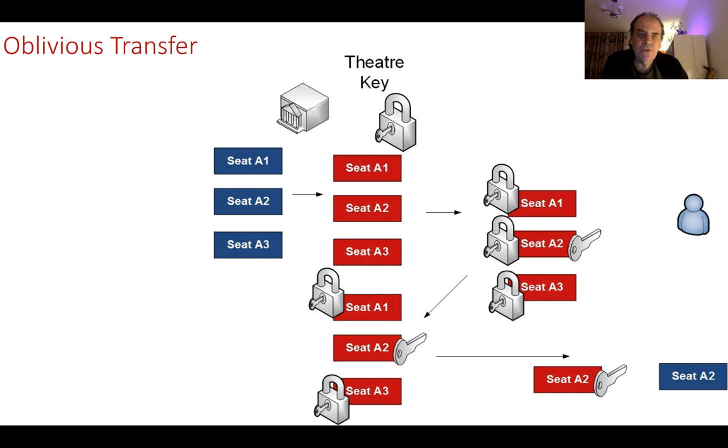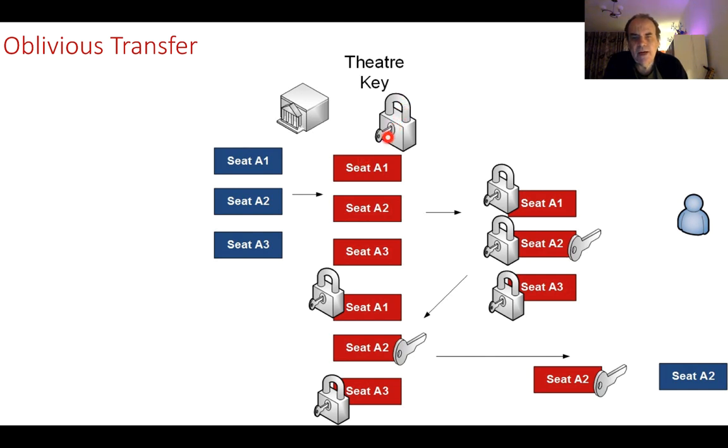The method uses what's called Oblivious Transfer, and with Oblivious Transfer we can't actually tell which one of the entities that have been passed is the one that's been picked. So this is an example here. Let's say that a theatre has a number of seats, and we want to pick one of the seats, but the theatre shouldn't be able to know which one we've actually picked.